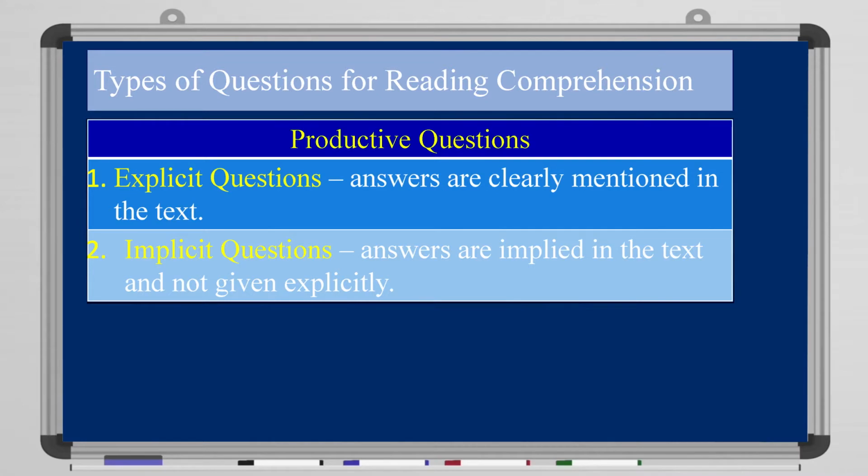Then we have productive questions. We have explicit questions, where the answers are clearly mentioned in the text, and implicit questions, where the answers are implied in the text, not given explicitly. So you have to think about it and give your answer according to the passage. It's not clear in the passage itself. You have to think about the idea of it yourself. Okay? So let's take a look at the passage and we'll follow these questions.